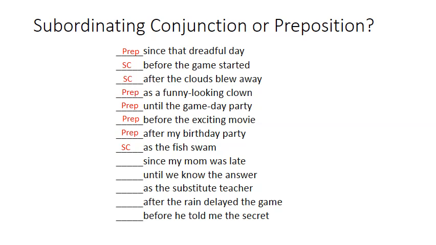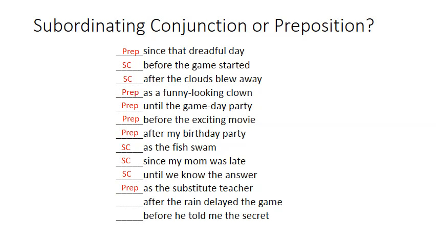"Since my mom was late." "Mom" is a subject and "was" is a verb, so "since" is a subordinating conjunction in that dependent clause. "Until we know the answer." Okay, "we" is a subject and "know" is a verb, so this word "until" is acting as a subordinating conjunction in this dependent clause. "As the substitute teacher." There's no verb. That's a prepositional phrase. So "as" is a preposition.